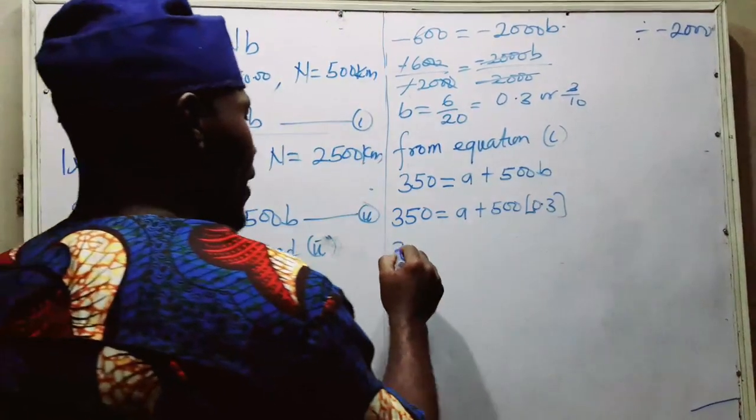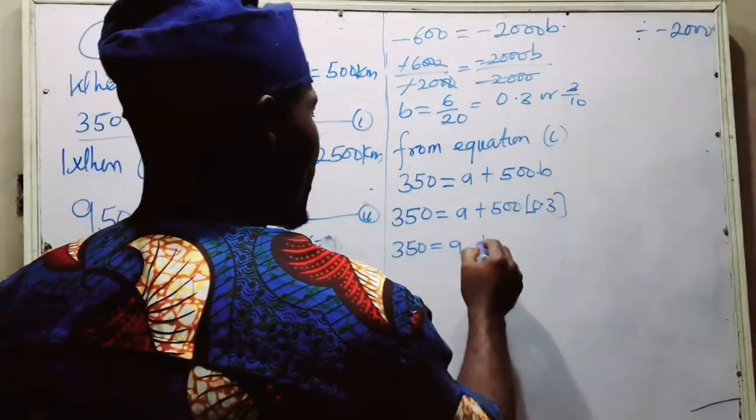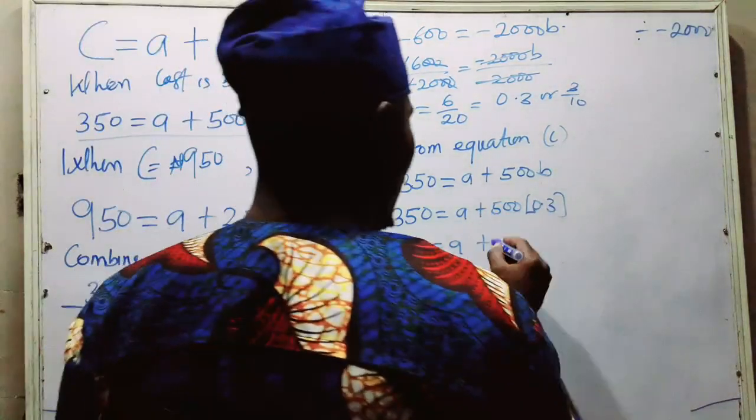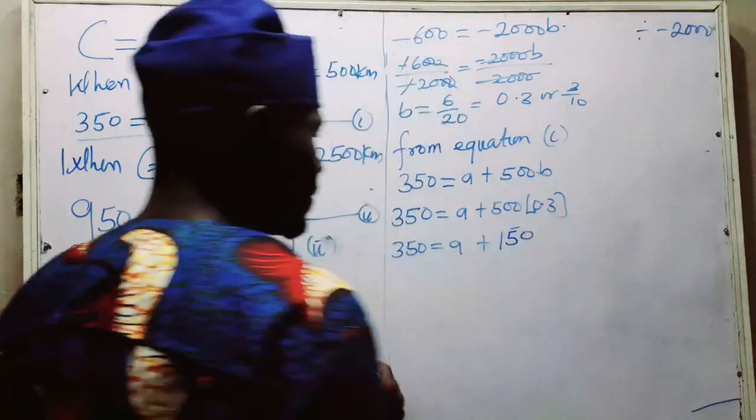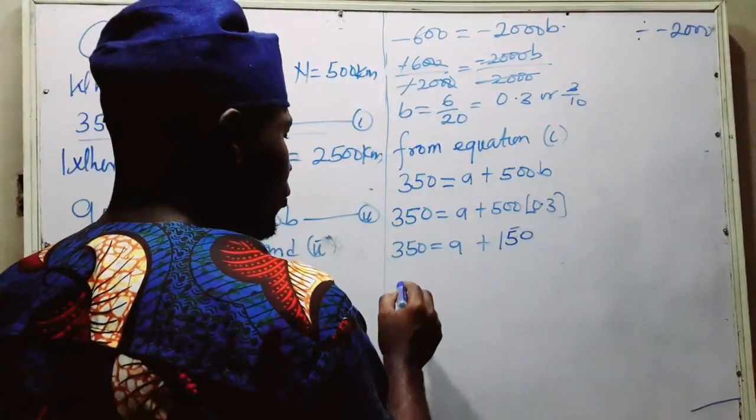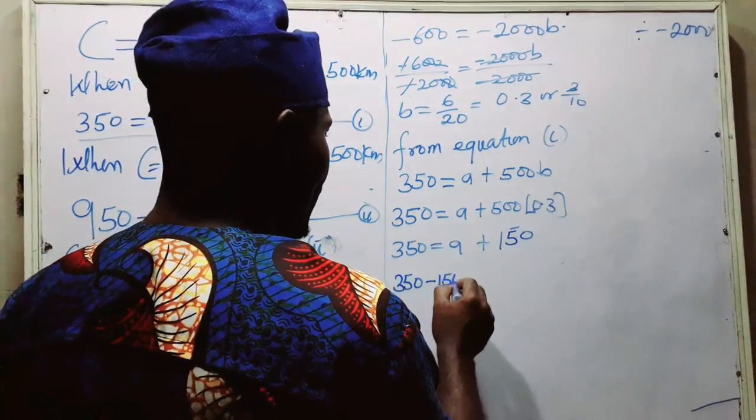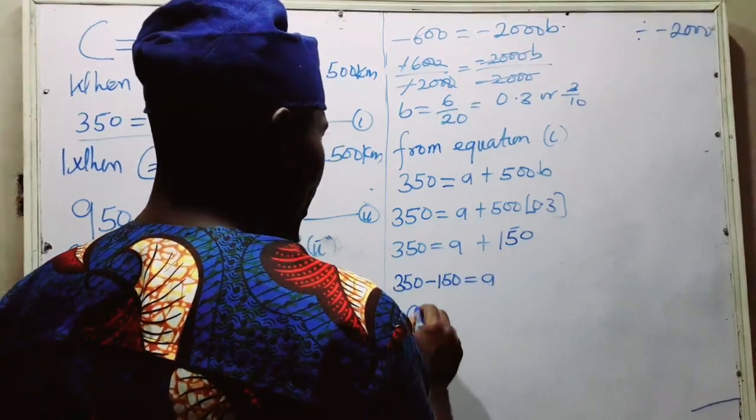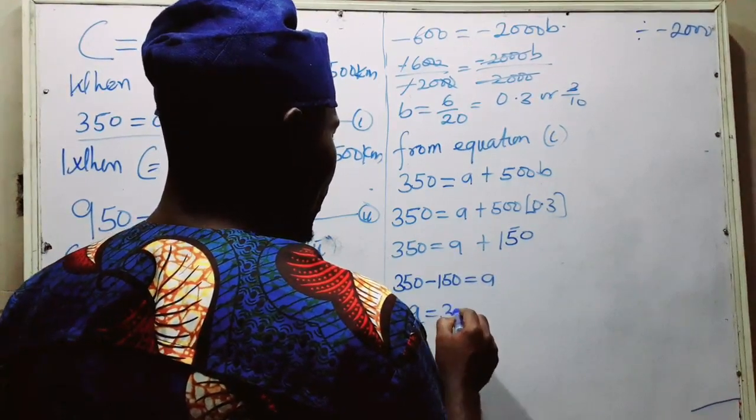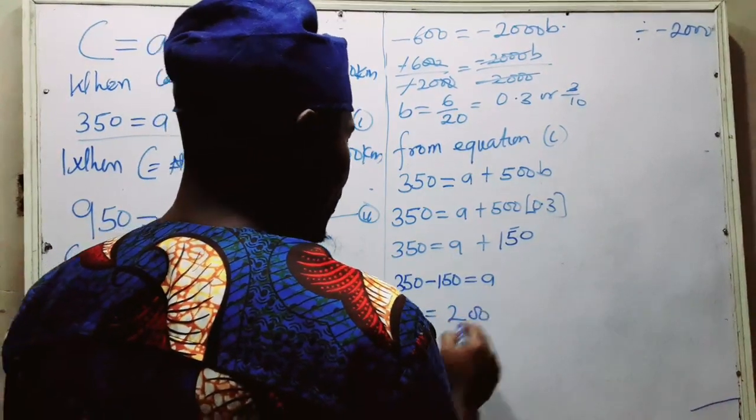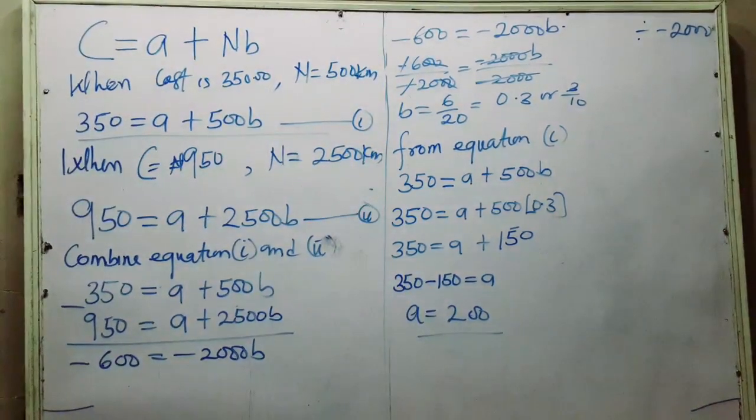So we now have 350 is equal to A plus, you now multiply 500 with 0.3. It will give us 150. From the continuation, we have 350 minus 150 is equal to A. A is equal to 200. So we are able to get the values of A and B.